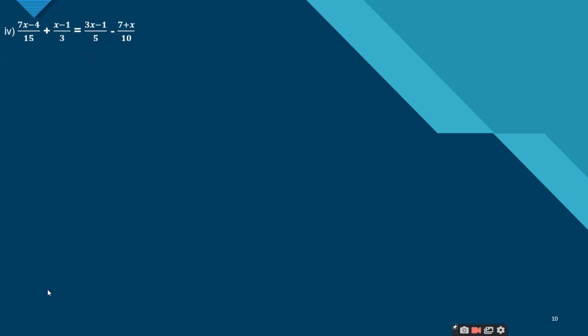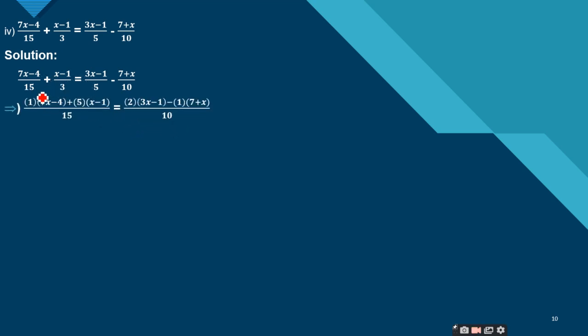Now part 4: 7x minus 4 upon 15 plus x minus 1 upon 3 is equal to 3x minus 1 upon 5 minus 7 plus x upon 10. In this question, first we have to solve both sides, as we have two terms on both sides. So we just write the question as it is, and first we solve the fraction of the right hand side and then we solve the fraction of the left hand side.